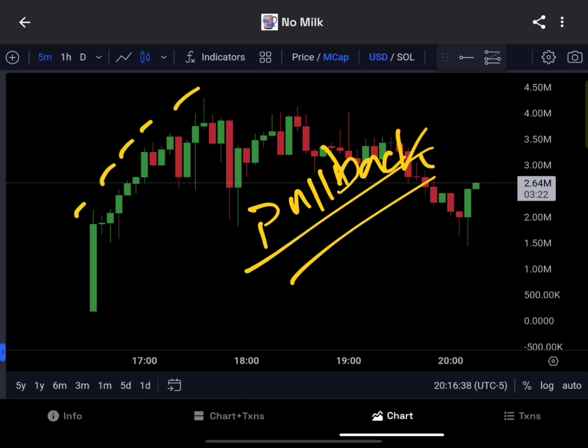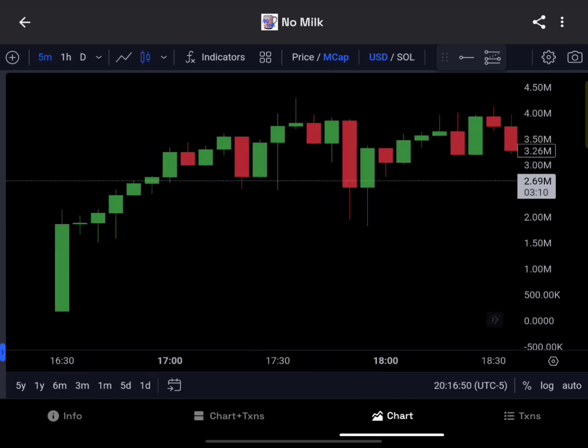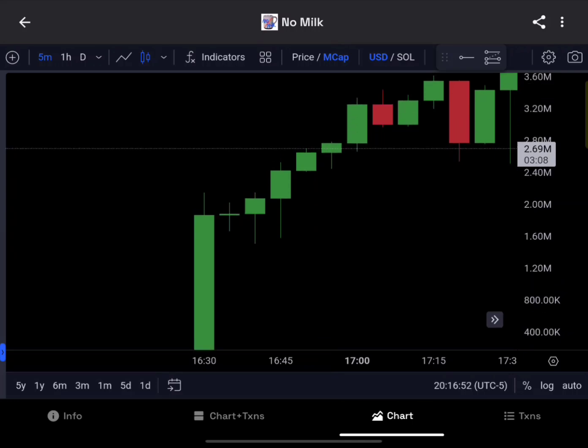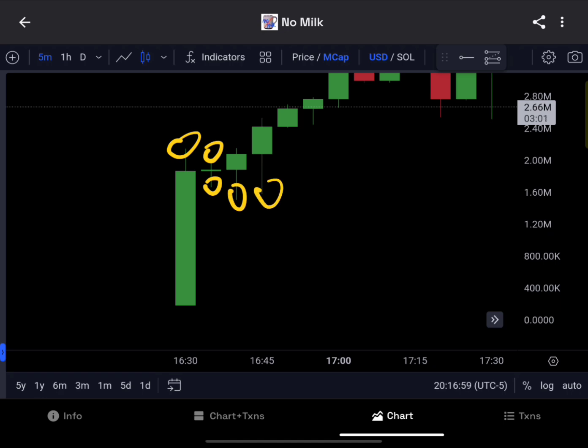Okay, so where's the pullback? Where do you get in? And most importantly, where do you put your stop loss? So once it shoots up like this, what you want to wait for is something called tails. I'm just going to zoom in a little bit on this chart and show you what I'm talking about by tails. You guys see right here, this is a tail, this is a tail, this is a tail, this is a tail, this is a tail.